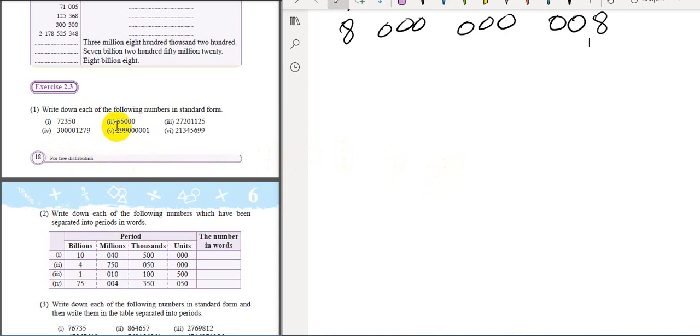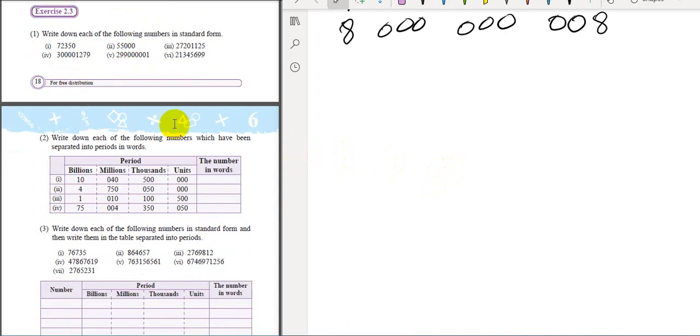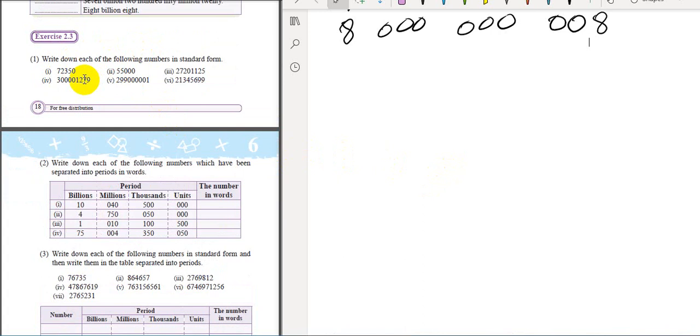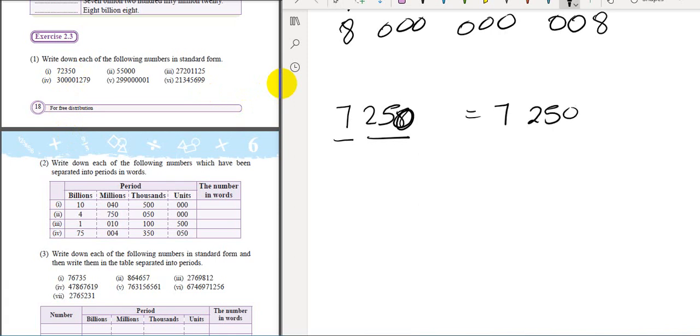Write down each of the following numbers in standard form. Standard form is we have to leave a gap between the periods. The first one is 72550. So this is one period and this is one period, so we have to write in this standard format. Okay, the third one I'm going to write the answer here without writing the question. Second ones we are going to write like this: 55,000.